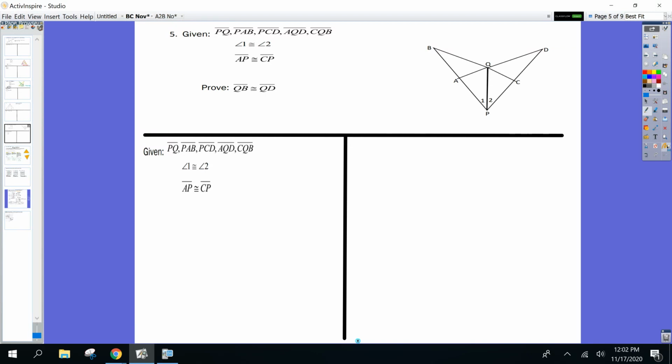If you got stuck on where to find the third pair, that's okay. I get it. So let's talk about that one. Just so I know, how many of you tried to prove these 2 smaller ones, BAQ and QCD congruent? Anybody try to prove those congruent at all?